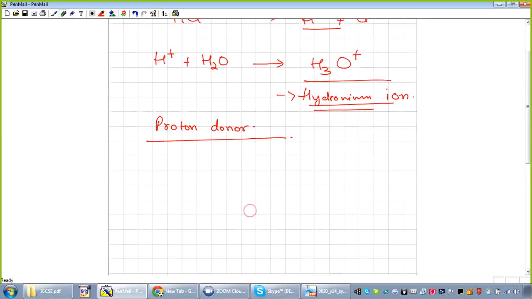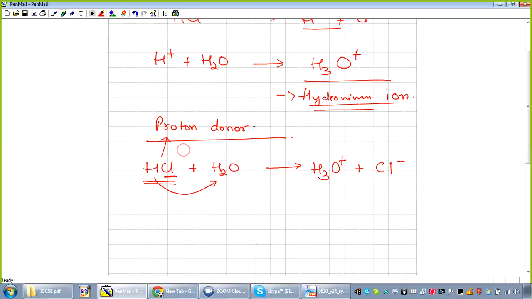I can combine both of these equations and write it like this: HCl plus H2O. From HCl, H+ will come over here and become H3O+, that's the hydronium ion. What is the other part that is remaining? Cl-, that is chloride. Basically, HCl is donating a proton. It is giving H+, which forms the hydronium ion, H3O+.